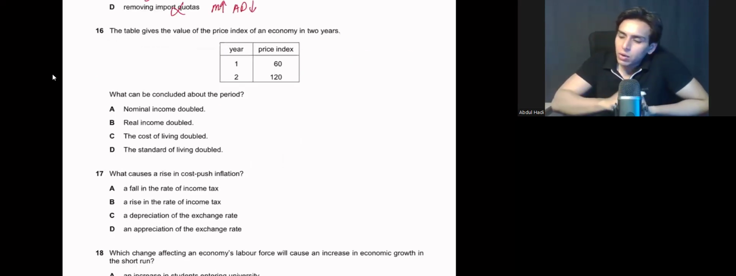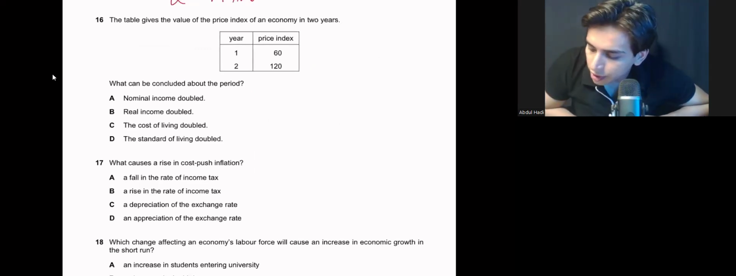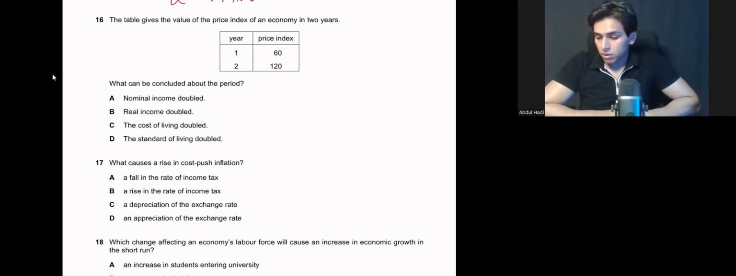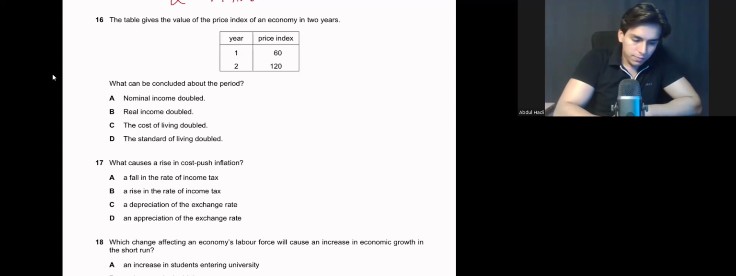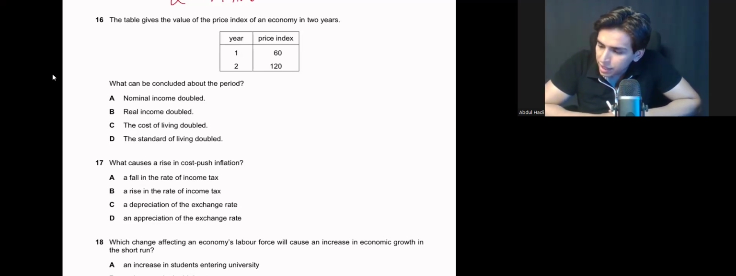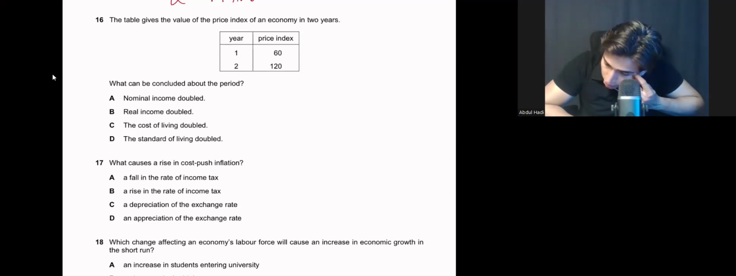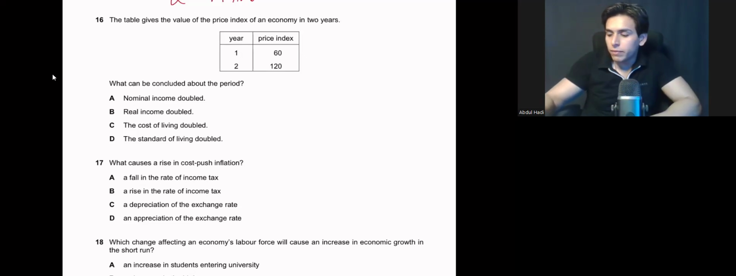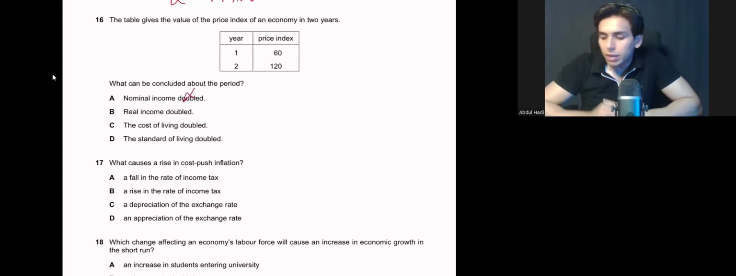The table gives the value of price index of an economy in 2 years. What can be concluded about the period? Now, the question is saying that we have price index of an economy in 2 years. What can be concluded about the period? First option is nominal income doubled. Now you see this is CPI given in front of us. We cannot compare income from CPI. All right, we cannot compare it. Real income doubled. Again, the problem is that real income is falling.